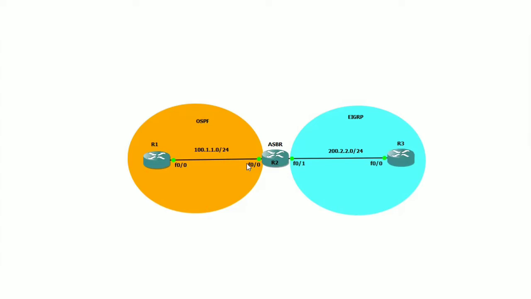Okay, so now, for example, this orange is a site, say a company, and the blue color is also a company, an enterprise. Now the blue enterprise wants to share its routing information with the orange enterprise, and the orange enterprise wants to exchange its routing information with the blue enterprise.